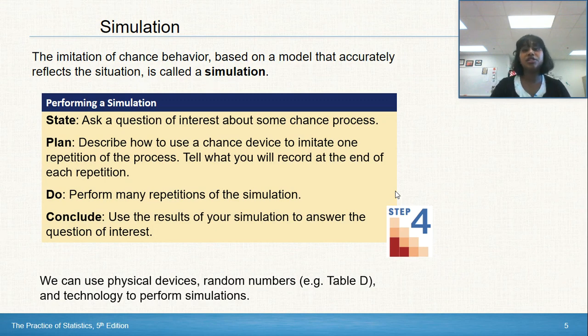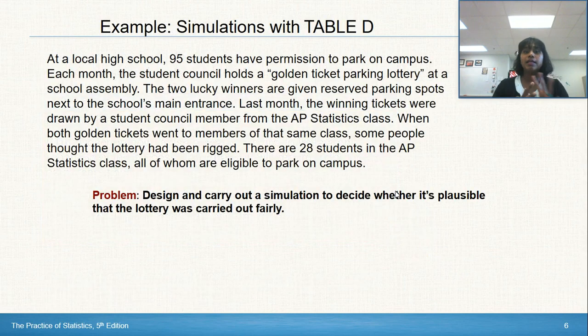Simulation is a way to model chance behavior, and it takes 4 steps to do it. You first state, plan, do, and conclude. And so you can read about this, or you can check your textbook about this. We have done simulations in every one of our experiments so far, where we had dice or random numbers or a calculator for random numbers or anything like that. We can use that for simulations, and we've done those in the past. But let's go ahead and do 2 simulations very quickly together.